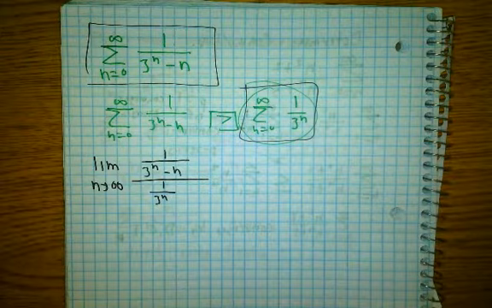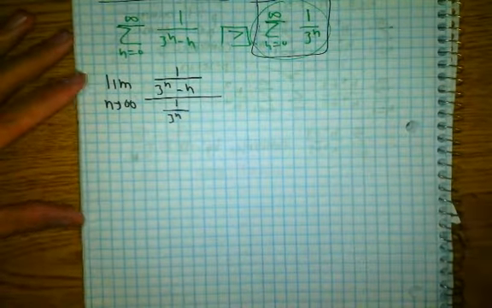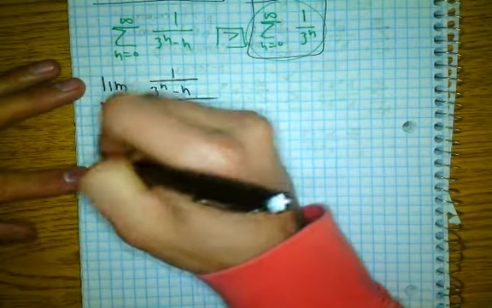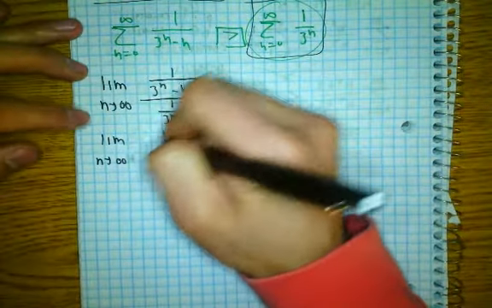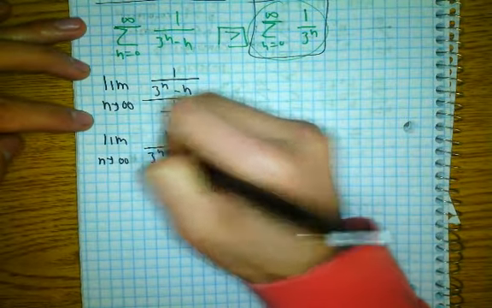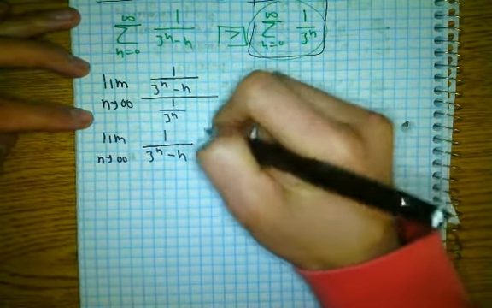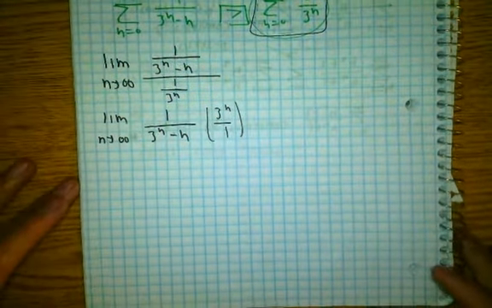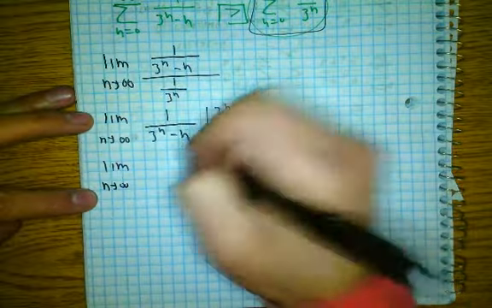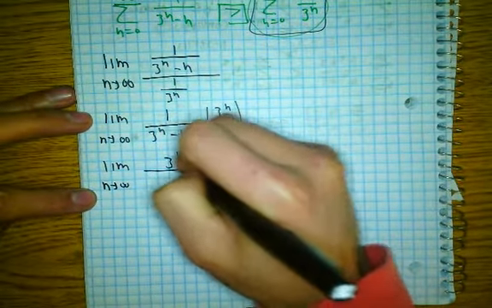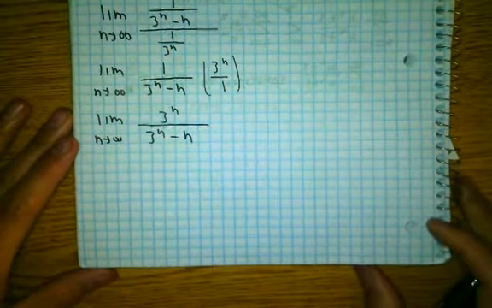Well, let's do some algebra before we actually take the limit. So we're going to say the limit as n approaches infinity of 1 over 3 to the n minus n, times 3 to the n over 1, right? You guys with me? Which is simply the limit as n approaches infinity of 3 to the n over 3 to the n minus n. Cool? Alright. What happens here?